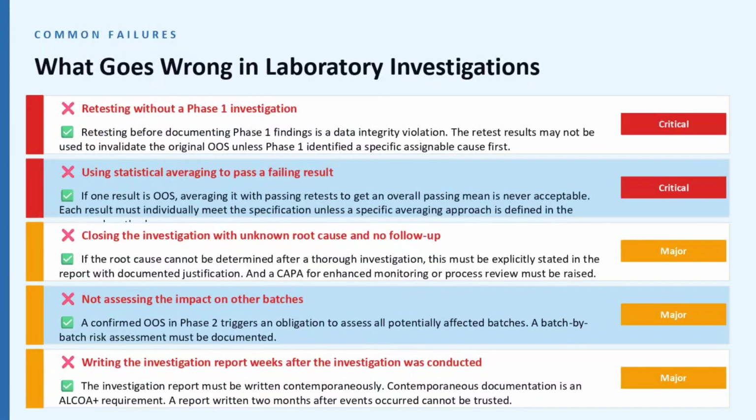The fifth failure is writing the investigation report weeks after the investigation was conducted. The report must be written contemporaneously with the investigation. Writing a detailed Phase 1 report 2 months after the investigation occurred, based on notes that may no longer be complete or accurate, raises serious data integrity concerns.